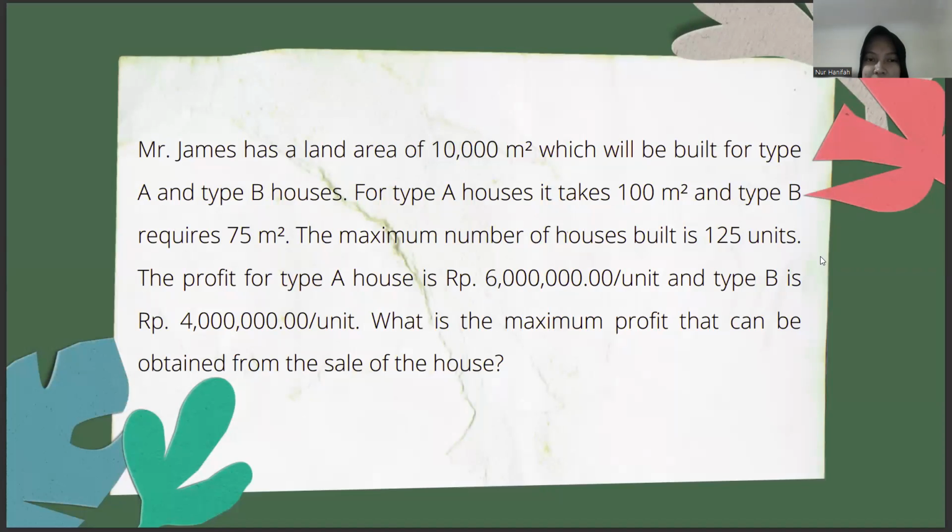Mr. James has a land area of 10,000 meters square, which will be built for type A and type B houses. For type A houses, it takes 100 meters square, and type B requires 75 meters square. The maximum number of houses built is 125 units. The profit for type A house is 6 million rupiah per unit, and type B is 4 million rupiah per unit. What is the maximum profit that can be obtained from the sale of the houses? So this is the problem.